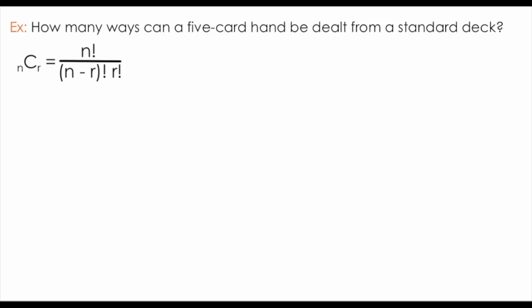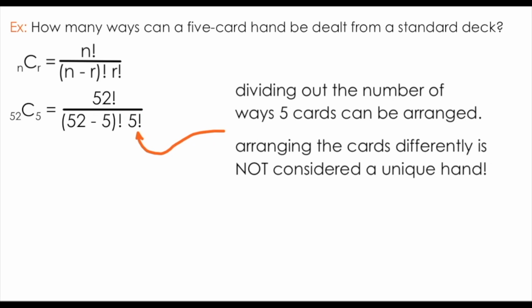To develop a solution to this problem, I can apply the combination formula, subbing in a total of 52 cards for n, and the 5 cards that I'm being dealt for r. My formula would look like this, if order did matter. But because we don't consider switching cards to produce a distinct hand, we divide out the number of ways 5 cards can be arranged. Remember, arranging the cards differently is not considered a unique hand. This expression will simplify into 52 factorial divided by 47 factorial times 5 factorial, also known as 2,598,960 ways a 5-card hand can be dealt.